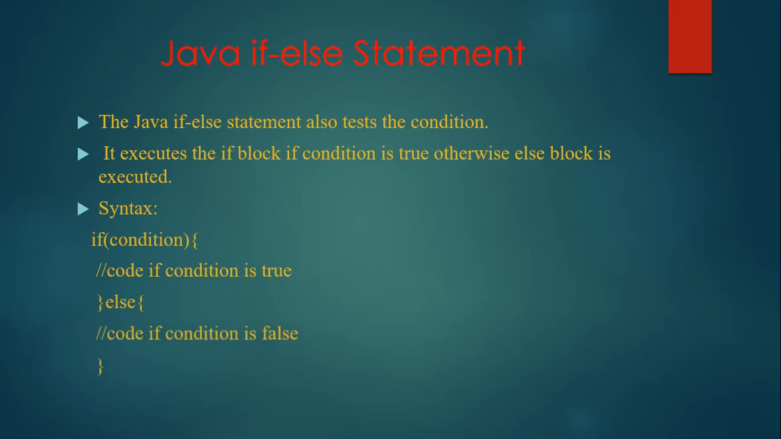If we want to give some answer when my condition is false, in that case we use the if else statement. It means that if the condition is true, then this value will be executed, and if the condition is not true, then we can also display some messages with the help of the else statement. So in that type of program, we use the if else statement.